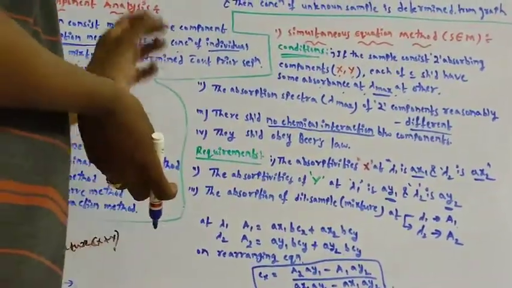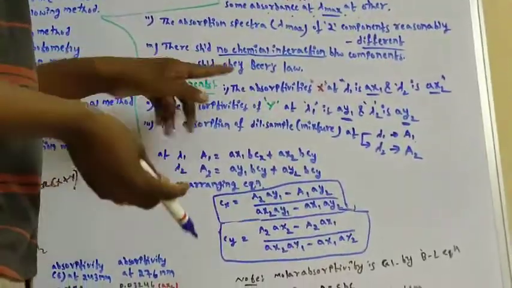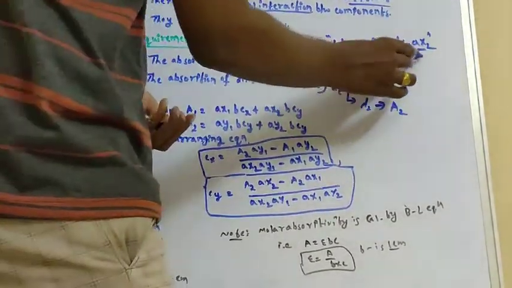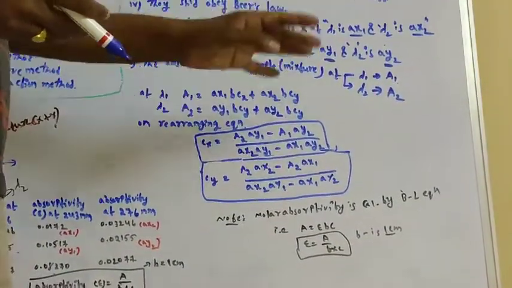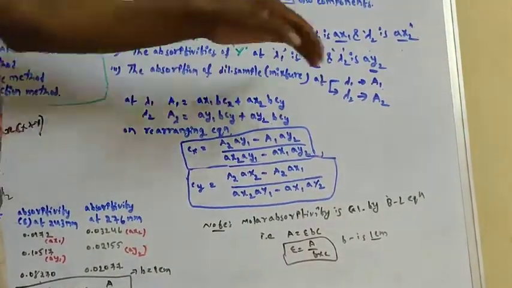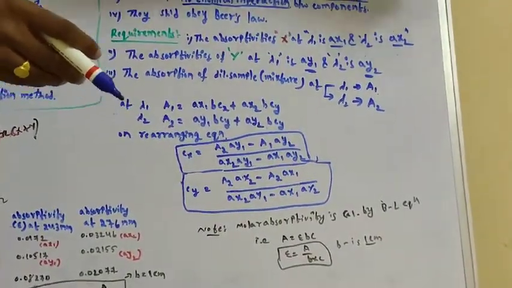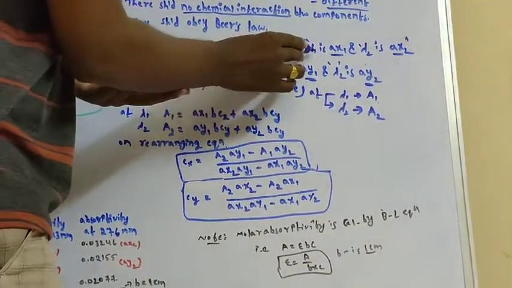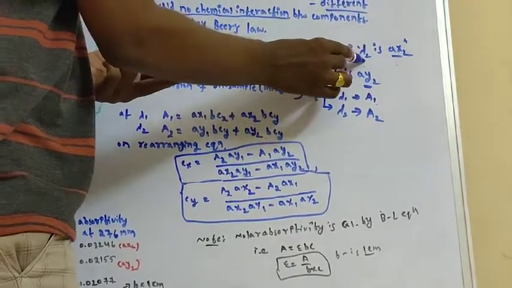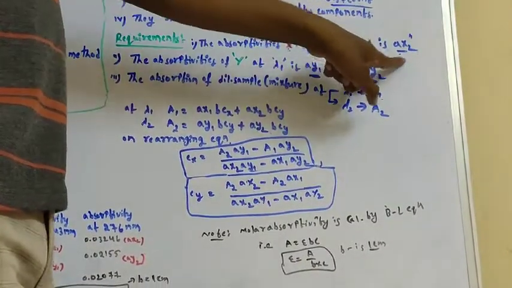Then some more requirements are necessary. What are those? The absorptivities of X at lambda 1 is ax1 and at lambda 2 is ax2. Suppose X has a lambda max; consider lambda 1 as the lambda max of X. It should show somewhat of an absorptivity at the Y component's lambda max. The absorptivity of X at lambda 1 is known as ax1. The absorptivity of X at the second wavelength, lambda 2, is ax2. The first wavelength is considered as ax1 and the second wavelength as ax2.